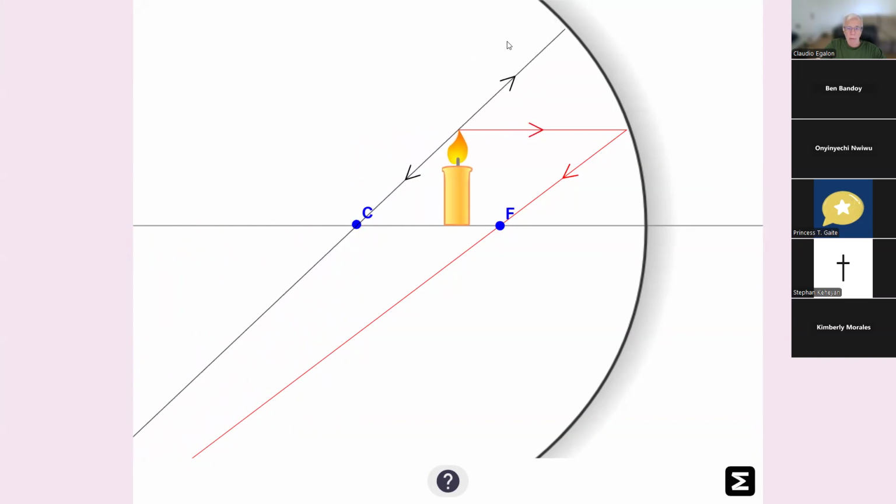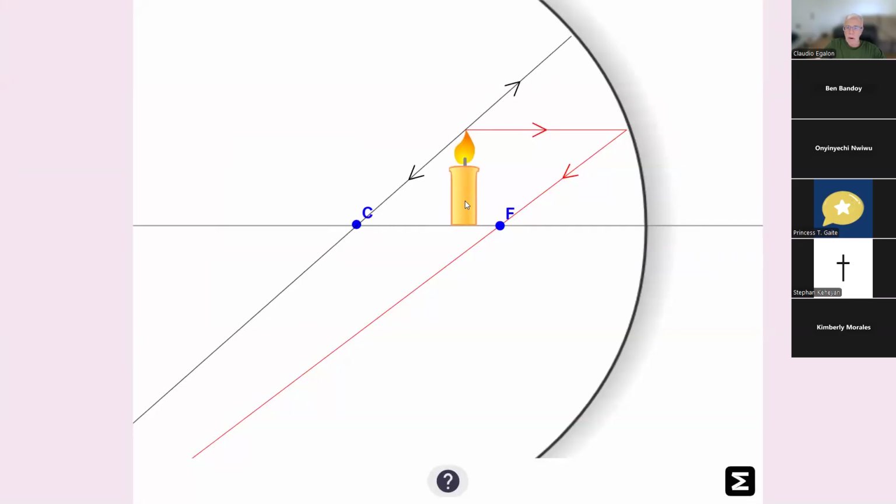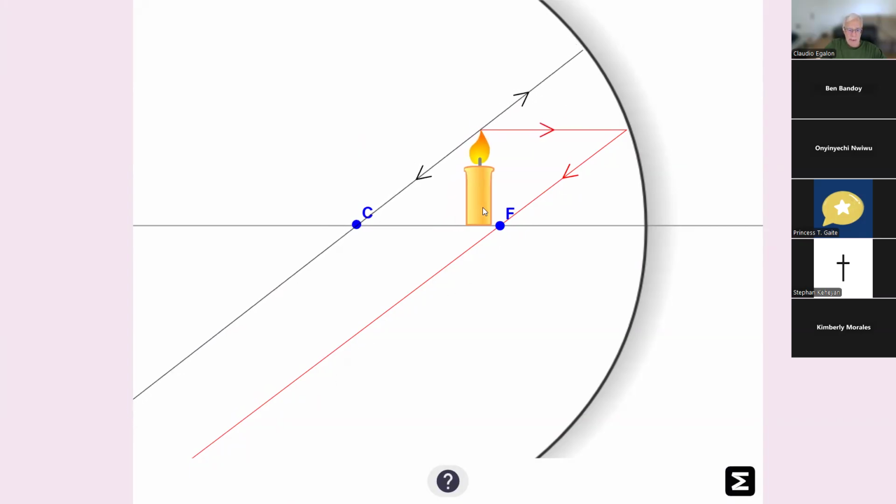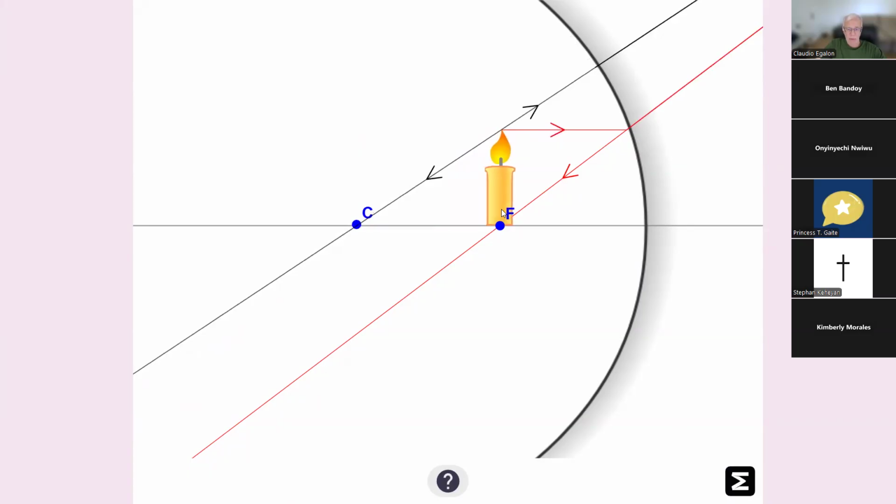Look at what's going to happen. Look at this line here, right? This line is becoming more and more parallel to this other line. This line doesn't change position, right? Here's the light ray that passes through the center of curvature. Here's the light ray that passes through the focal point. And now when you sit exactly at the focal point, the image becomes improper.